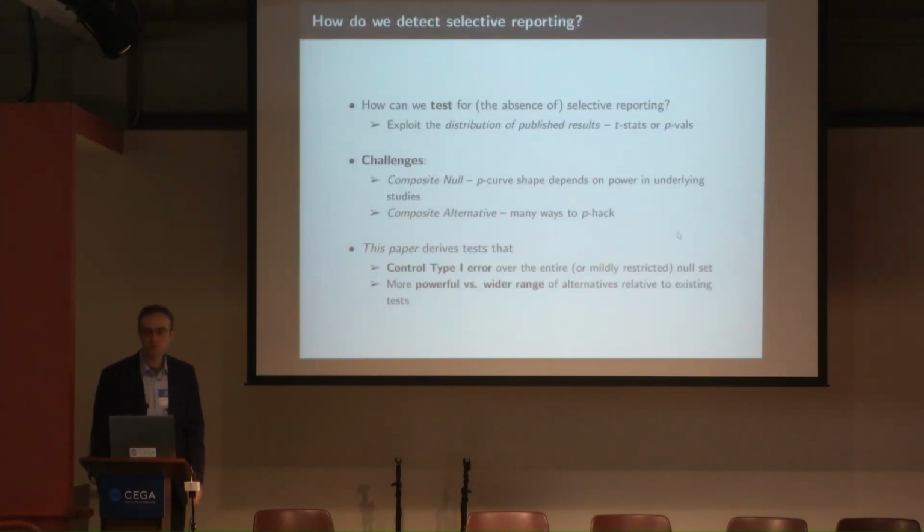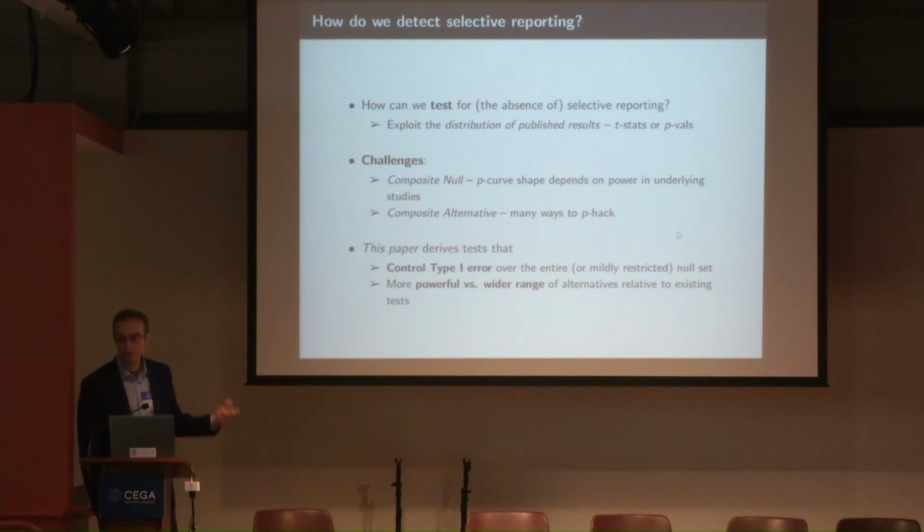Of course, we all know that by now, it's increasingly common that meta-analytic studies try to report some formal tests for p-hacking and publication bias. And what this paper offers are more powerful tools for doing so. Those studies typically do this by analyzing the distributions of results published in the literature, such as t-statistics and p-values. And there are two immediate challenges associated with those methods.